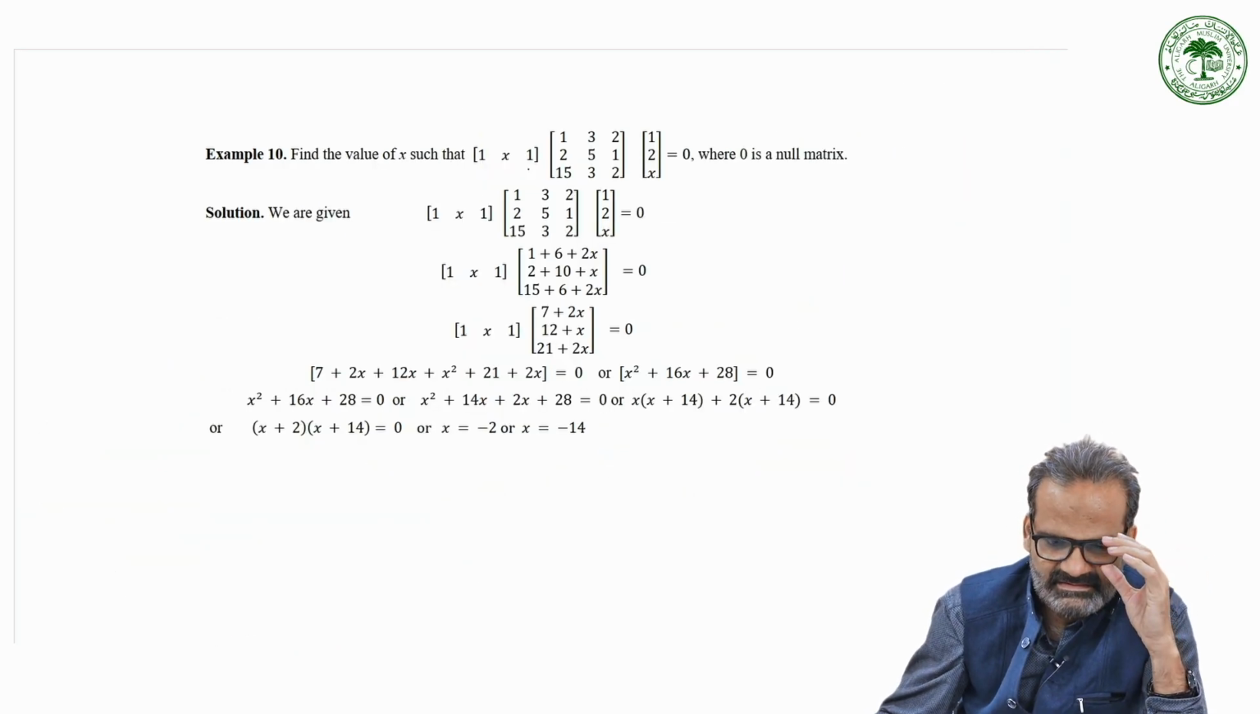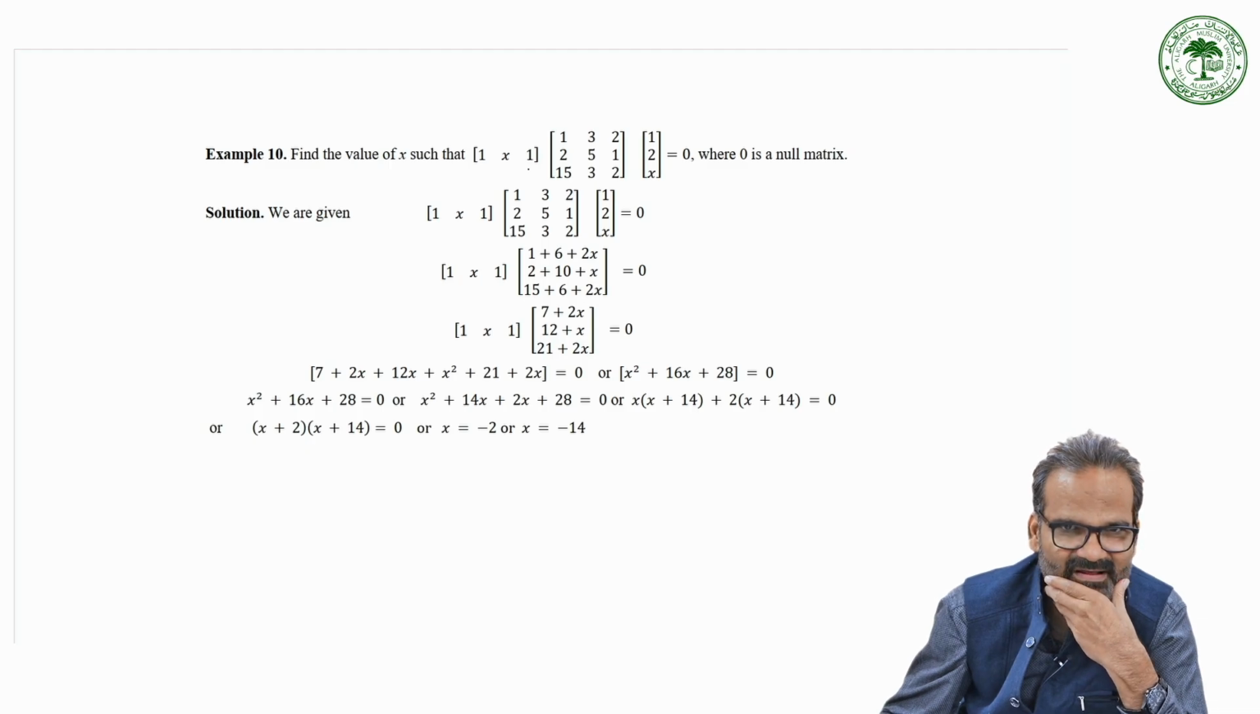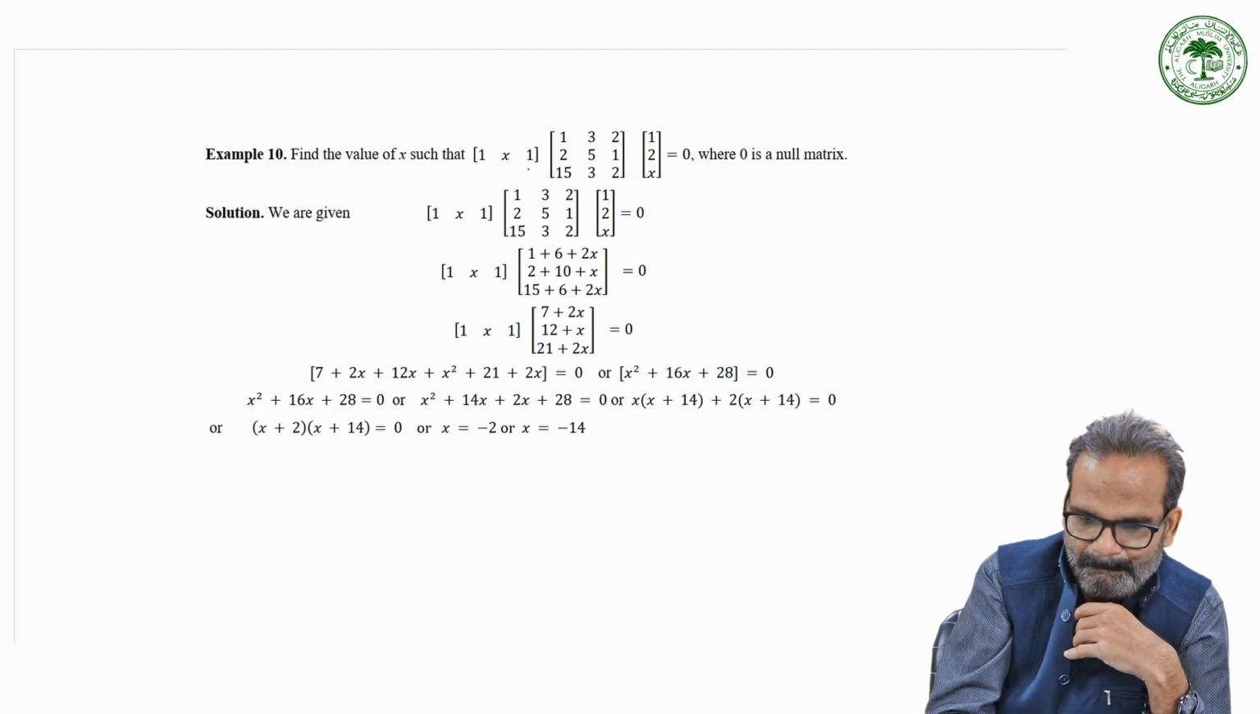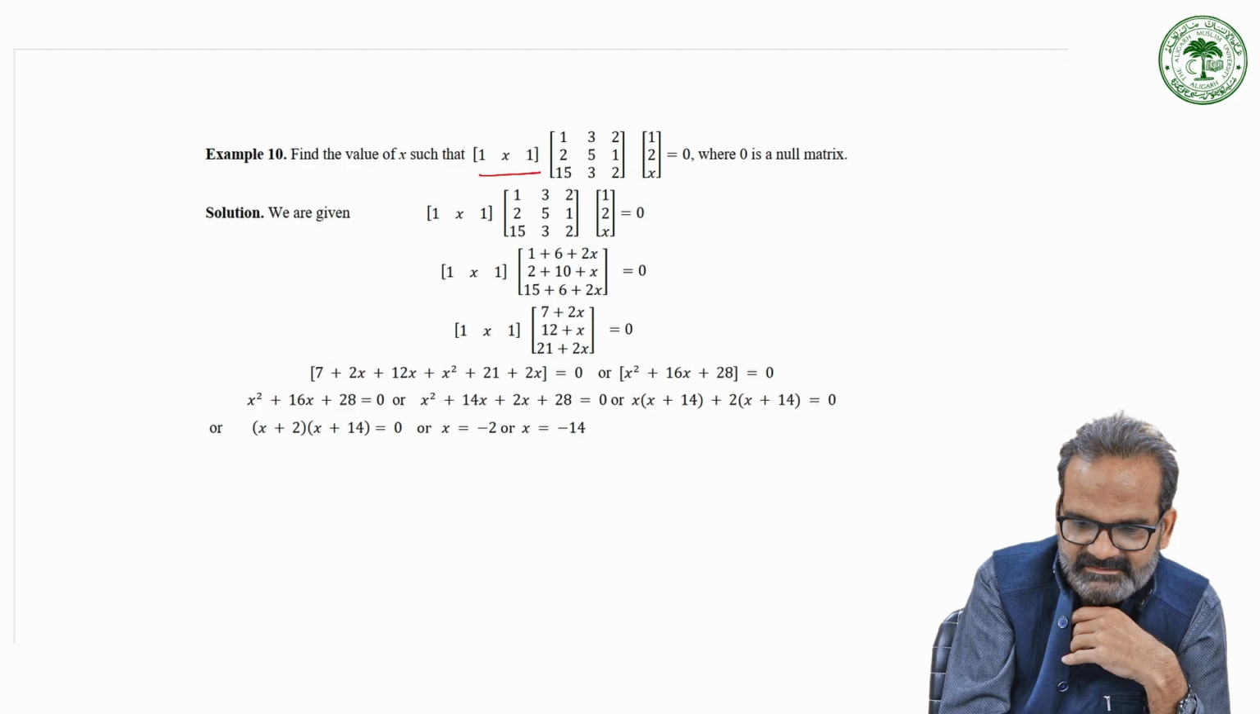Take this one also. This is also a question of the same type. Find the value of X such that, see, this is matrix 1 and this is matrix 2 and this is matrix 3.